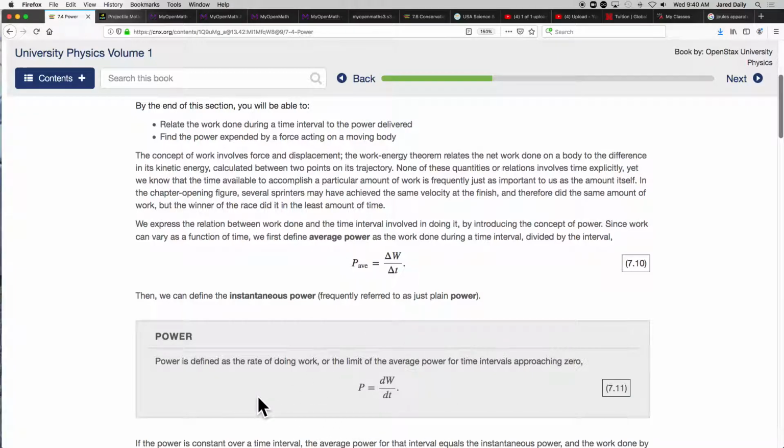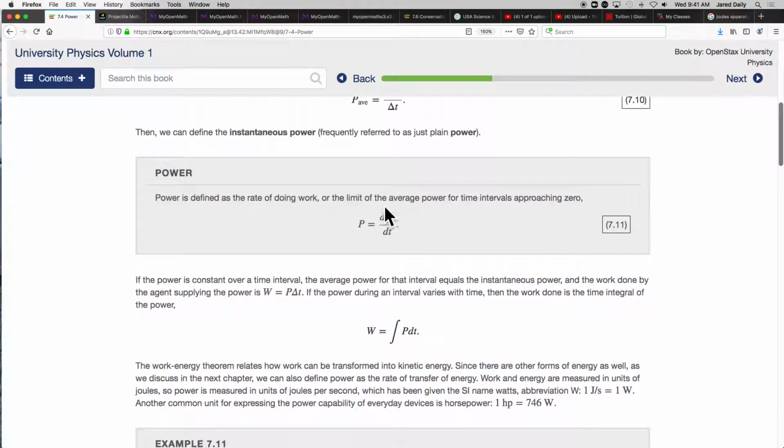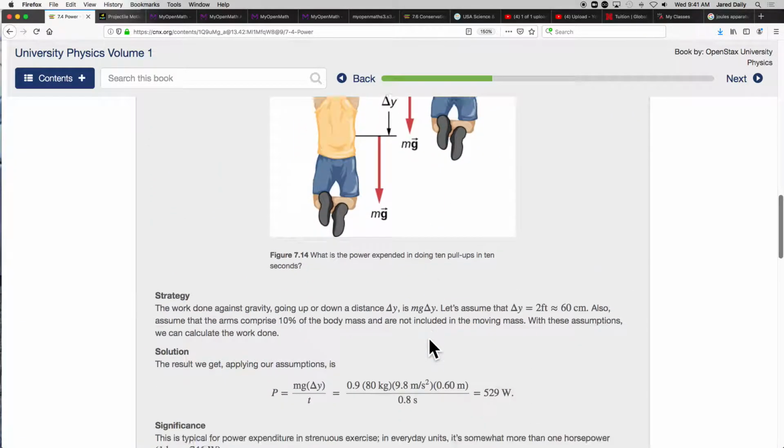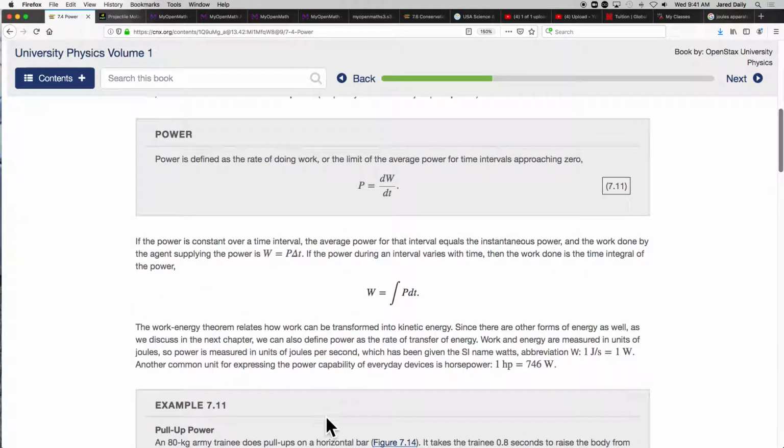The definition as far as calculus is concerned is dW/dt, or the time derivative of the work, and that's fine. If it's the time derivative of the work, then of course you can rearrange this equation so that you have dW equals P dt, and then take the integral of both sides and you can get the work equals the integral of the power in time. So if somebody tells you what the power is, you can take the time integral of it and calculate the work.